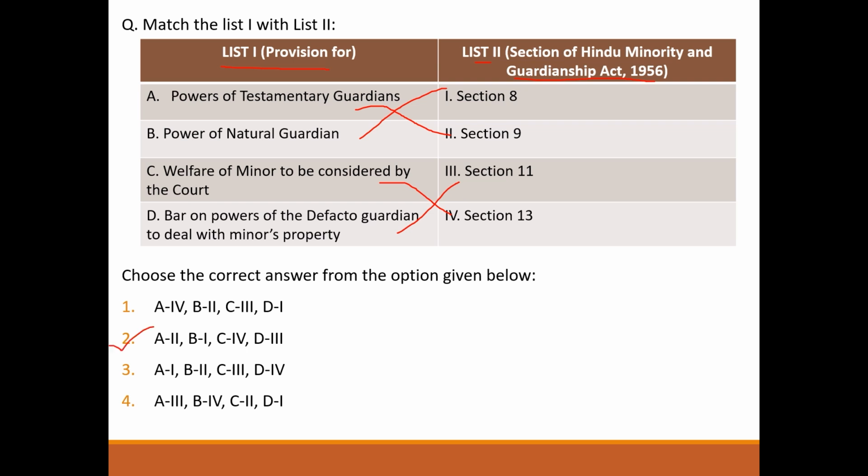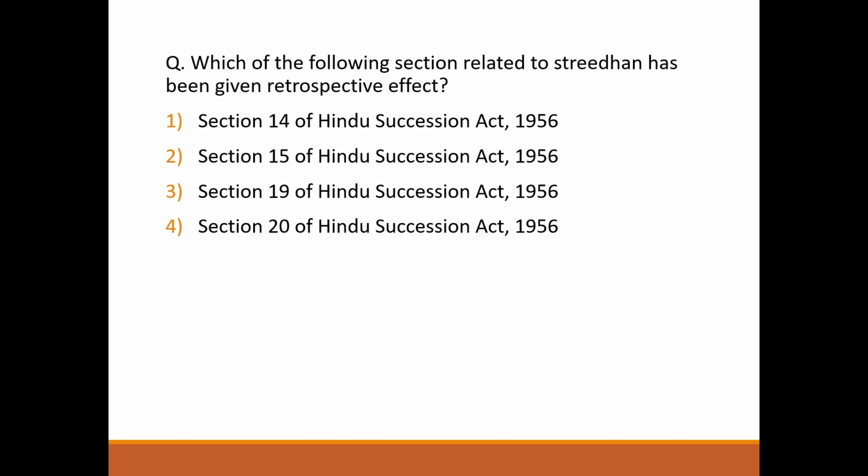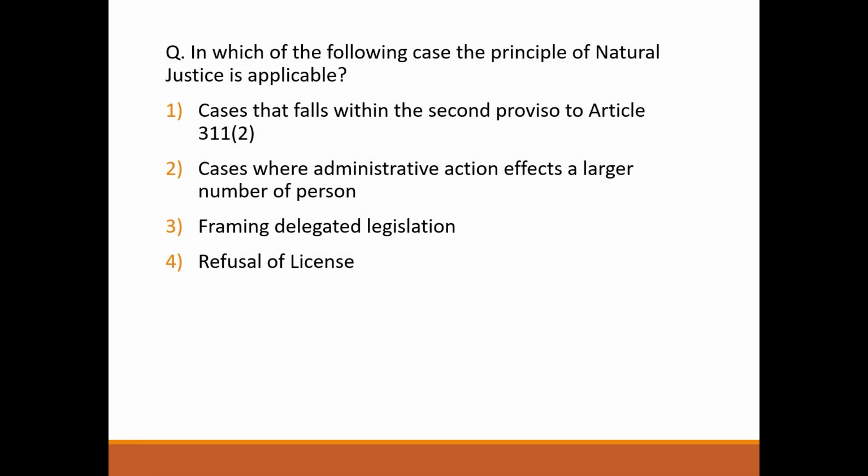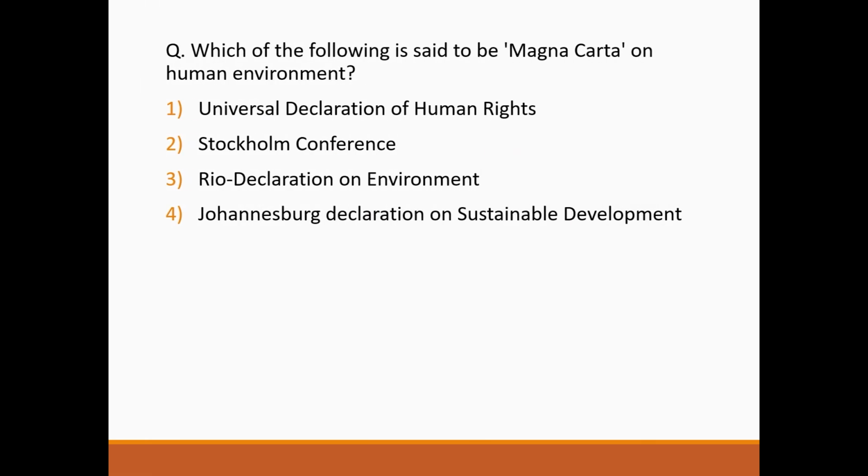Next question. Which of the following section related to Istri Dhan has been given retrospective effect? It's option number 1, section 14 of Hindu Succession Act 1956. Next question. In which of the following case the principle of natural justice is applicable? It's option number 1. Cases that falls within the second proviso to Article 311, Clause 2. Next question. Which of the following is said to be Magna Carta on human environment? It's option number 2. Stockholm Conference.